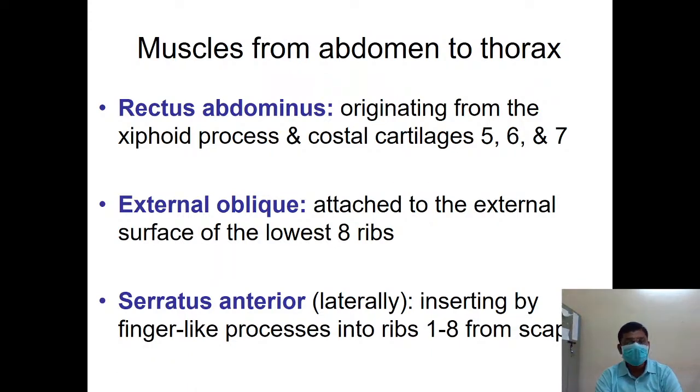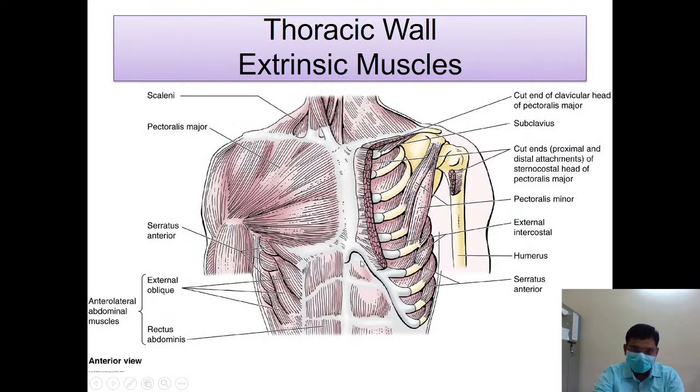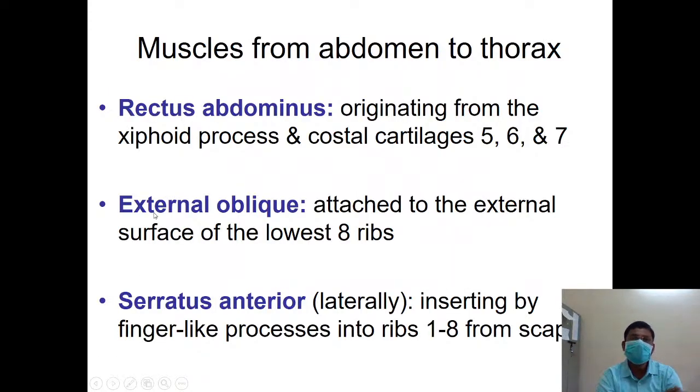So the first one is the rectus abdominis muscle. You can see the rectus abdominis again. Whatever you are seeing here is the rectus abdominis muscle. It originates from the xiphoid process and costal cartilages, that is 5, 6 and 7.